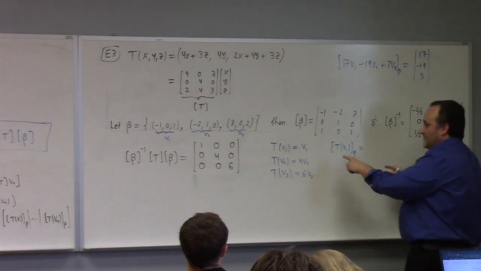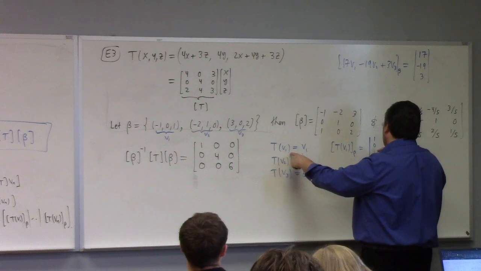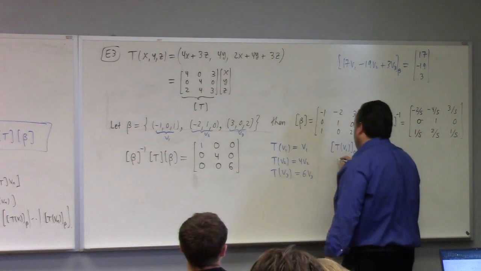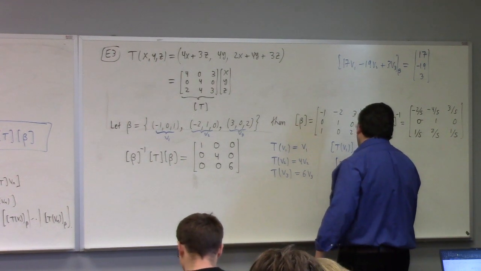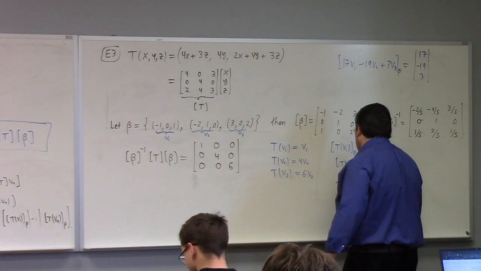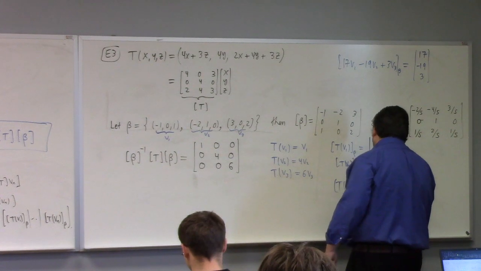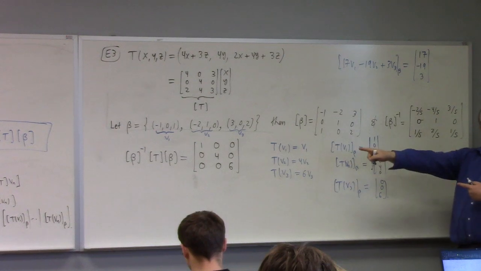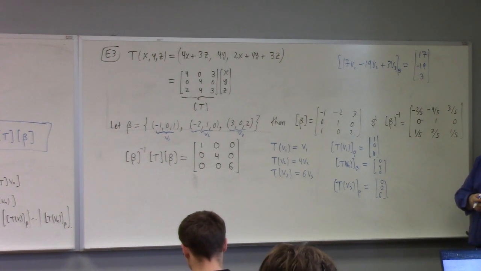So here I read off the weights. It's kind of boring. It's 1, 0, 0, all right? This one here, the coordinate vector with respect to beta of T of V2 is what? It's 0, 4, 0, right? The coordinate vector of T of V3 with respect to beta, by the same token, is 0, 0, 6. See that? That's exactly what we have there.